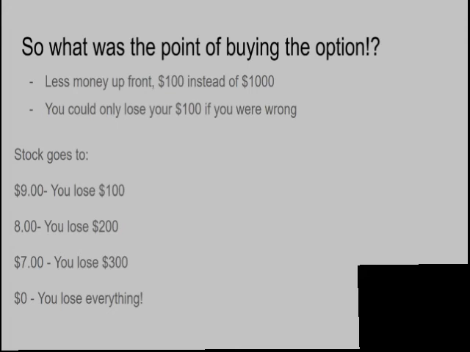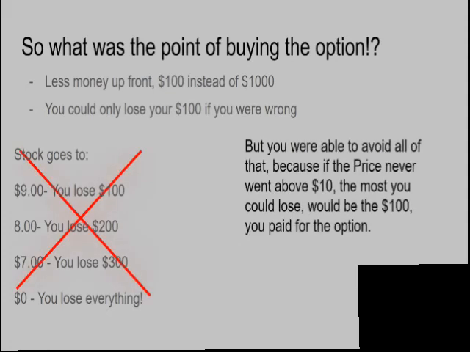But because you bought the option, your losses are capped, all right? None of that stuff happens to you. You were able to avoid all that because if the price never went above $10, the most you could lose would be the $100 you paid for the option. Now, why is that? Because say at expiration on January 30th, the price of the stock is $9.99. All right? Would you go to the person you bought this option from and say, hey, I want to buy those shares now for $10? No. Why would you do that?